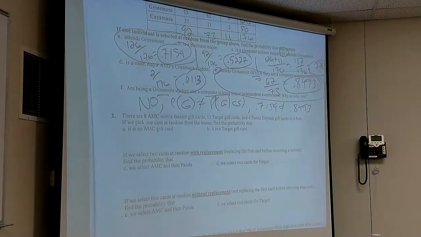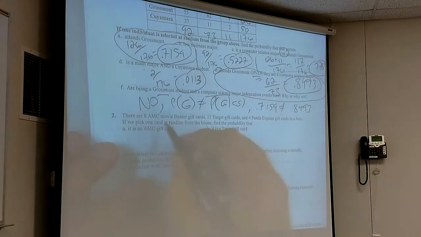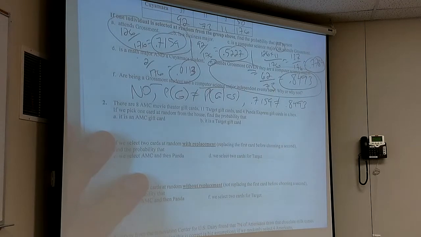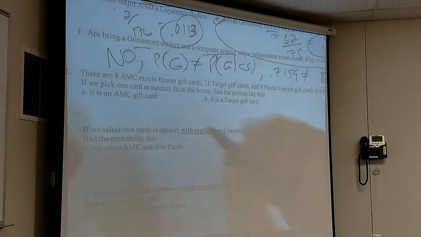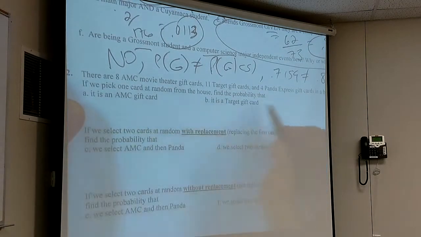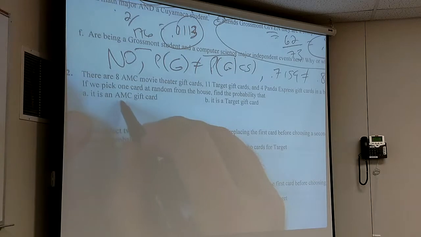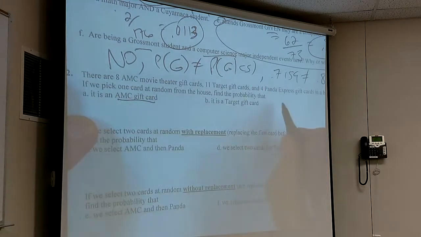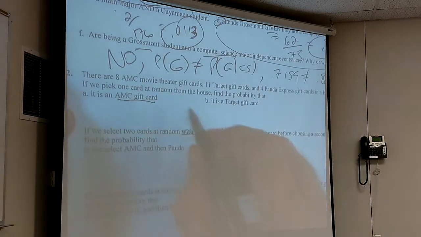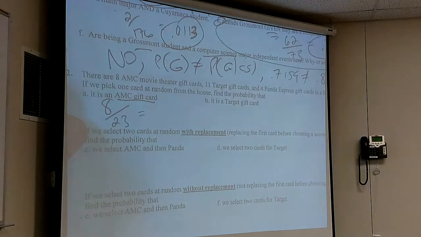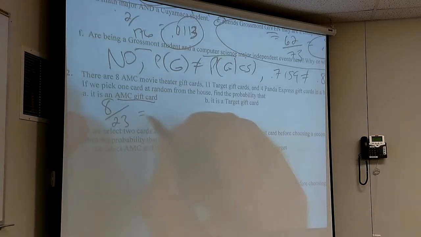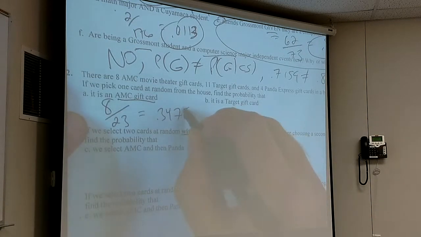All right. This next one, I don't know. If you don't like movies or Target or Panda Express, then you're not really interested. But if we pick one card out of this box, what's the probability it is an AMC gift card? This one's not too bad. How many cards are there? 23, right? So there's going to be 8 out of 23. What is that? 0.3478. Okay, I like it.